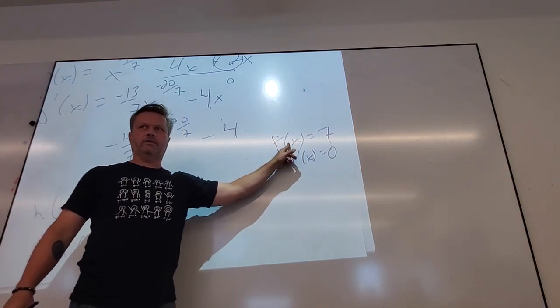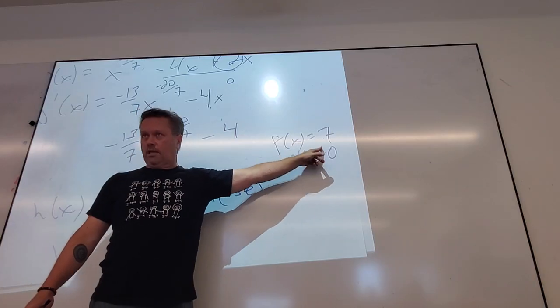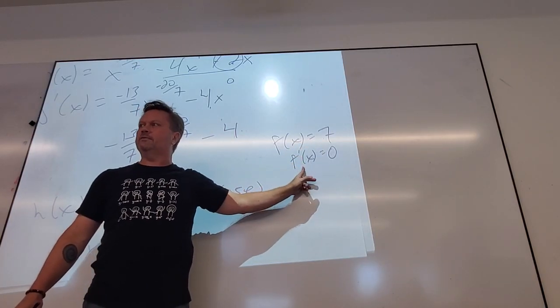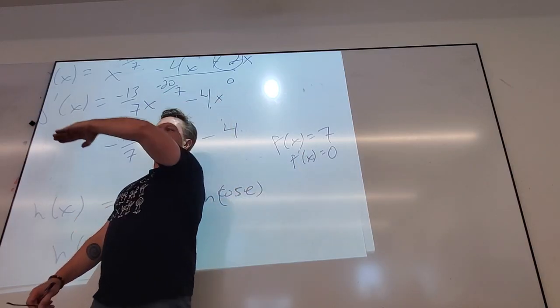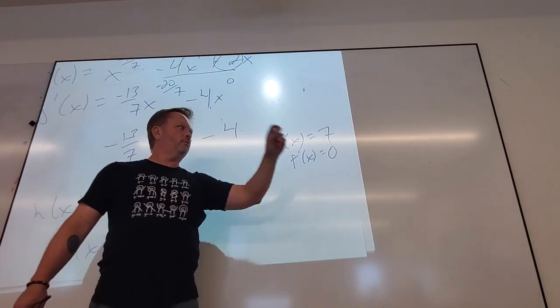What if I make x 3? What's f of x? 7. What if I make x a billion? 7. So does it ever change? So what's its slope then? 0. What's the rate of change of it? 0. So if you are looking at a constant, now why is that a constant?